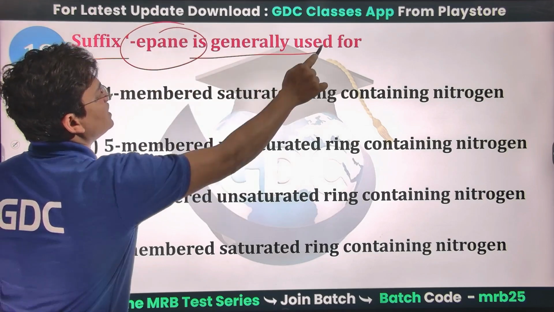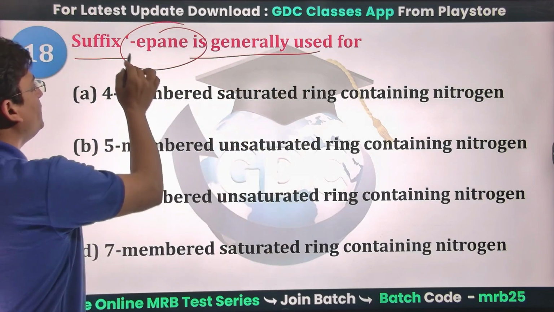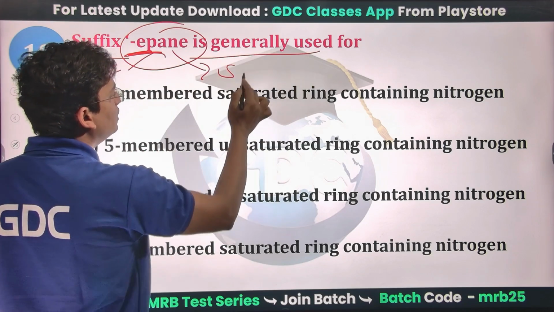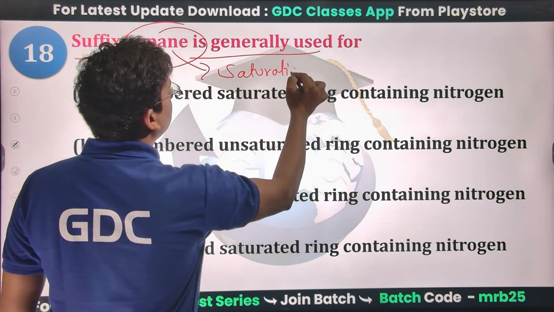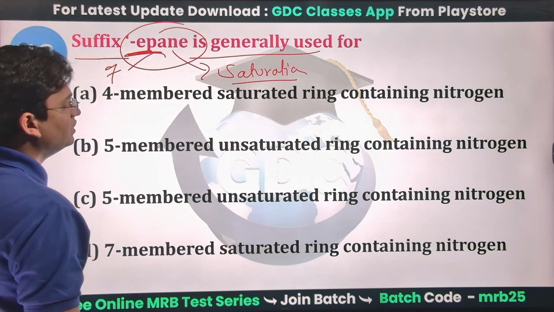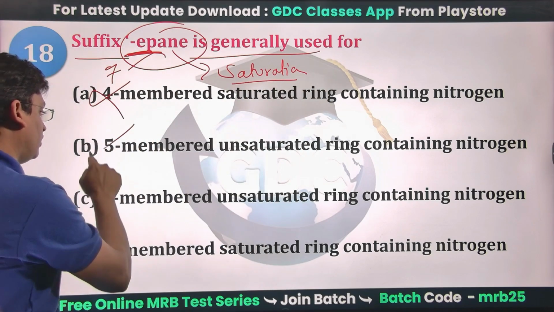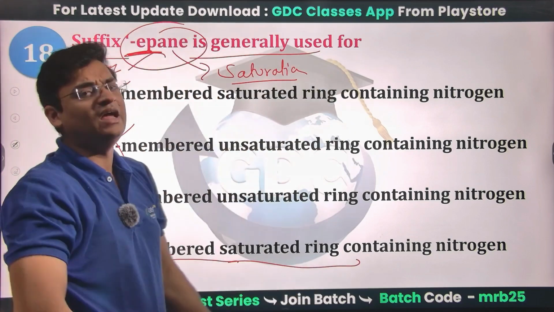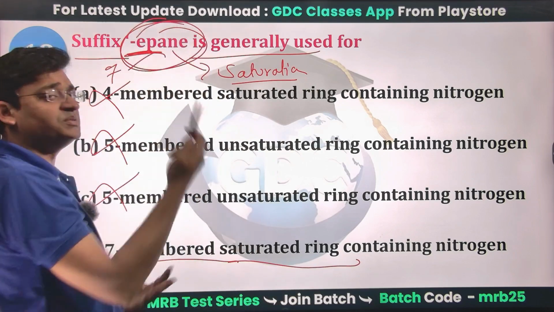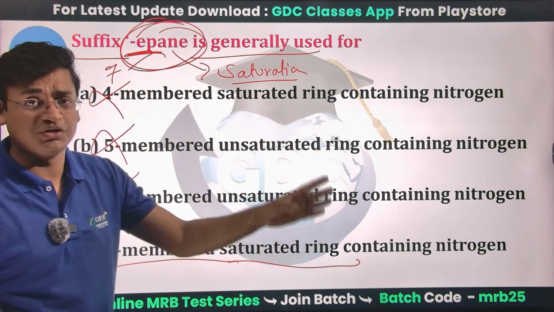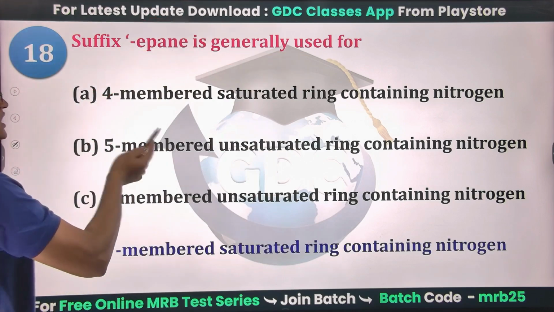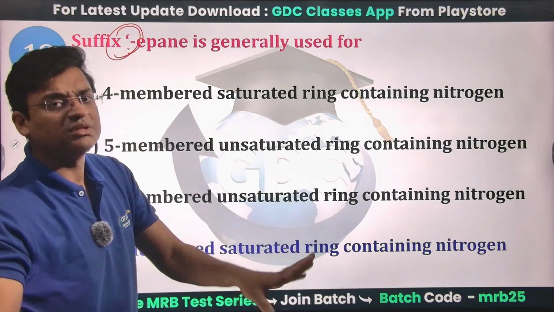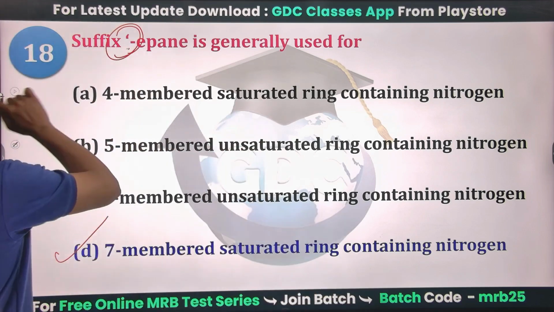The suffix epane is generally used for what? So EP represents a 7-membered ring. Ane is for saturation. So basically we are having a 7-membered ring with saturation. 4-membered ring, not at all. 5, no. A 7-membered ring with saturation. It could be any heteroatom present, but this epane is representing a 7-membered ring consisting of saturation only. So D is the right answer. Heteroatom is not specified here, so it could be nitrogen, oxygen, sulfur, any heteroatom. Any will be right.